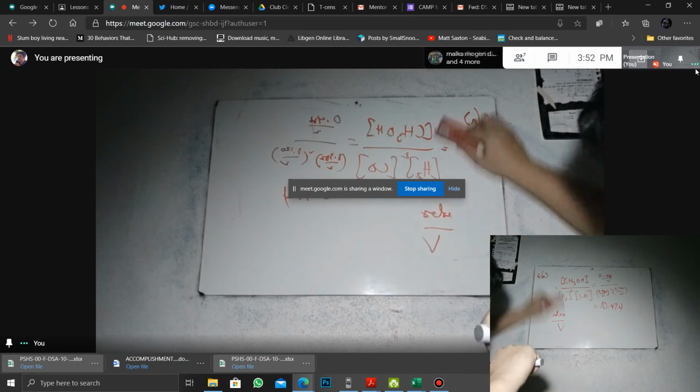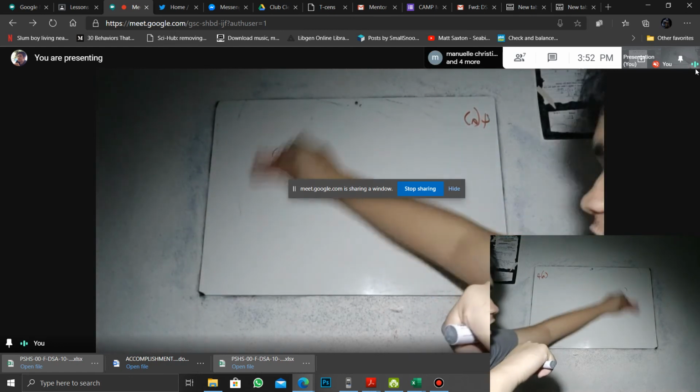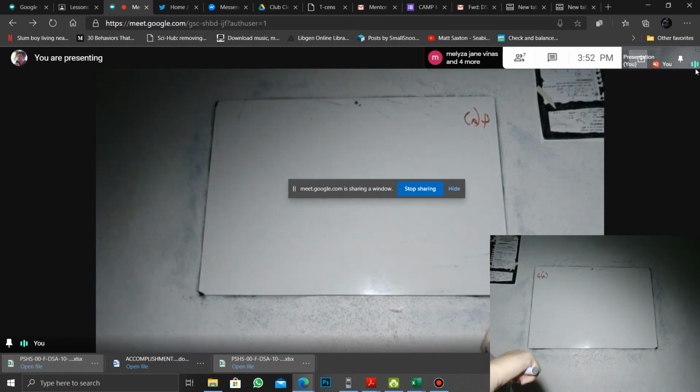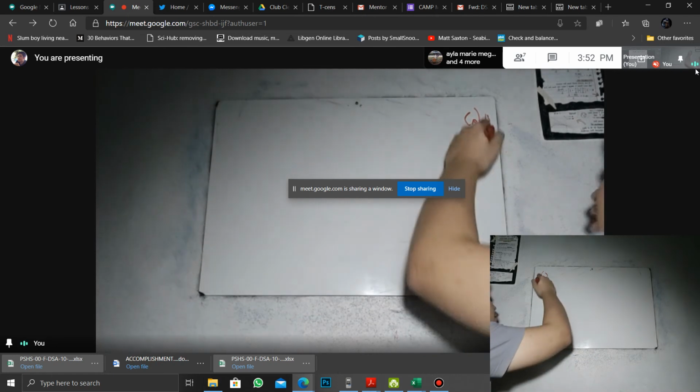Nagets ba, guys? I mean, yeah, siguro. Kasi you've got everything naman. Sige. Letter B. Yun din. Kasi nasa equilibrium na tayo. Let's just do this diretso.